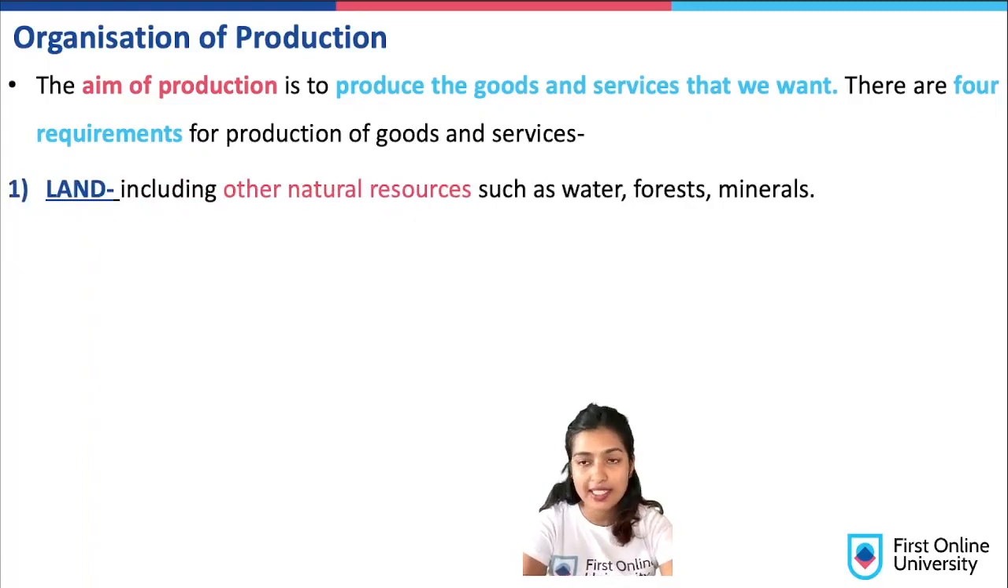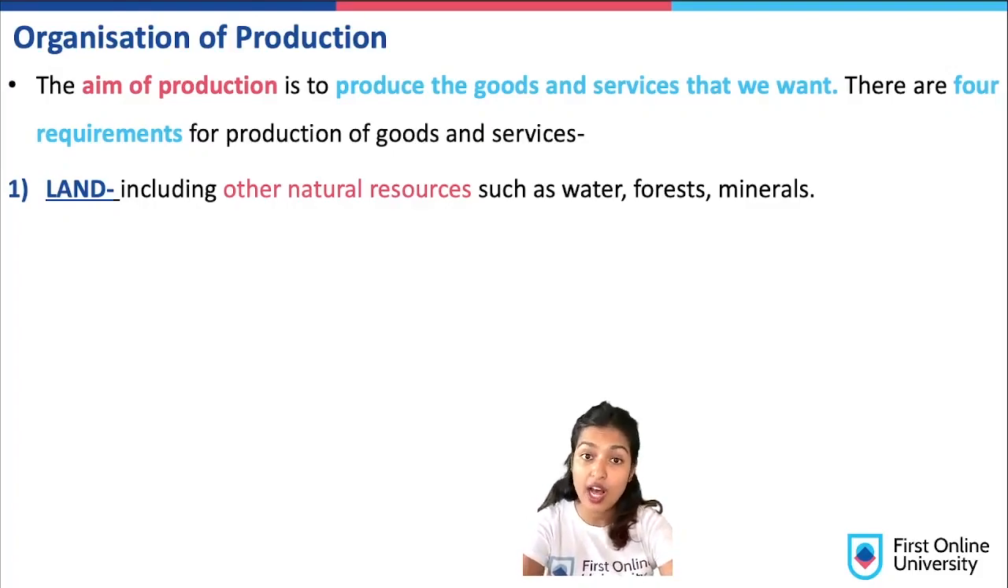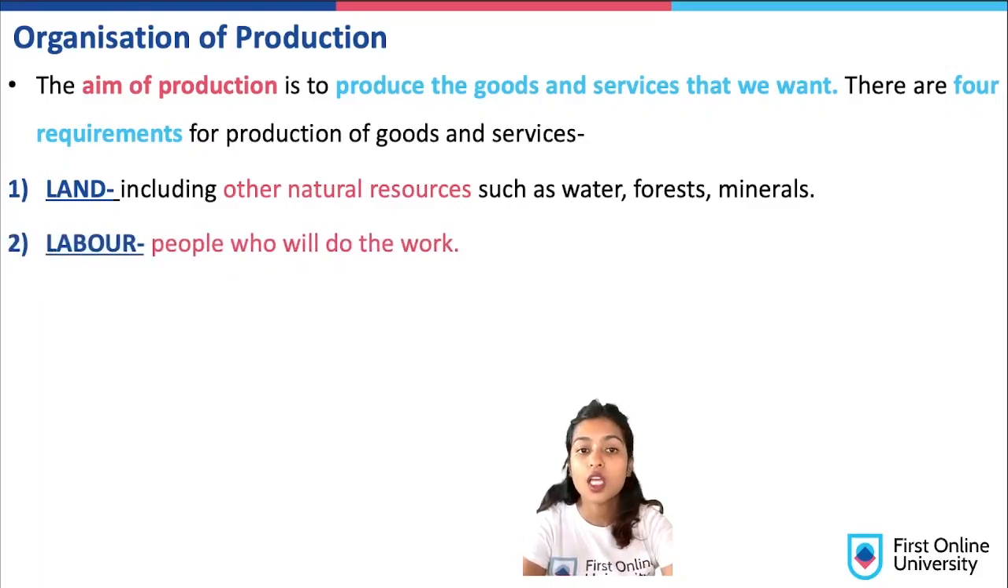First, we need land. For example, I've given you the cotton example. To grow cotton, you need land. Where else will you grow cotton? Other natural resources apart from land can be water, forests, and minerals. Then after you have land, you need people to grow the cotton. That is called labor.